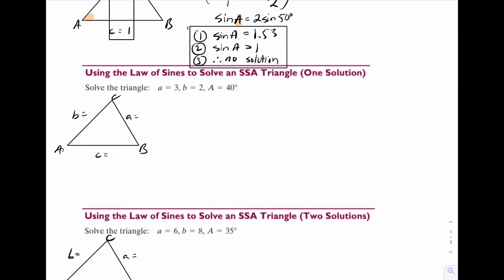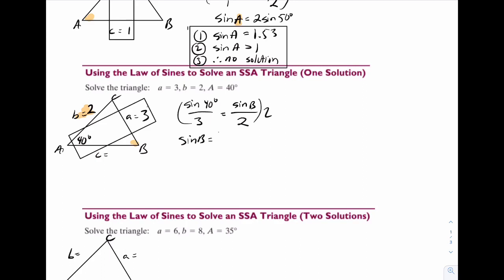We're going to fill in our information. A is 3, the angle is 40, B is 2. So our pair, hopefully we're getting good at this, right here. So let's write it out. Sine of 40 over 3, that's equal to, notice how we're given B is 2, which means we got to figure out this angle right there. So sine of B all over 2. So let's multiply by 2.